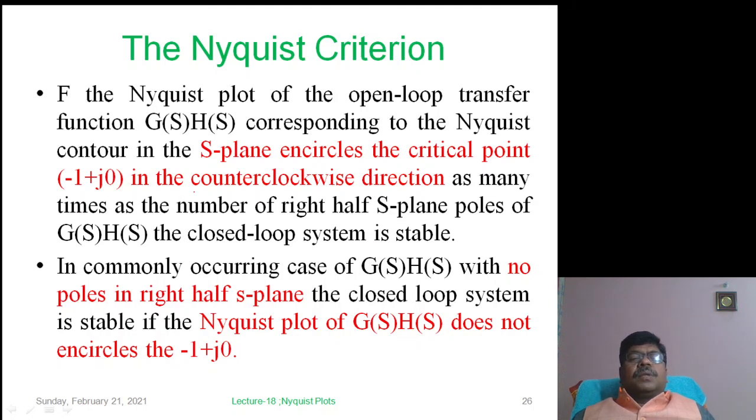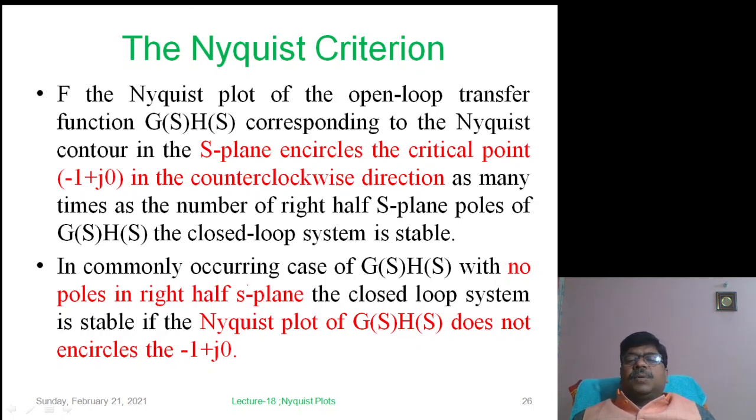In the counterclockwise direction, meaning anti-clockwise direction. In the commonly occurring case, GSHS with no poles in the right half of the S plane, the closed loop system is stable, and if the Nyquist plot of GSHS does not encircle the minus 1 plus j0, then the system is stable.